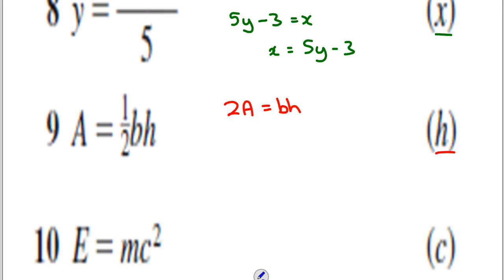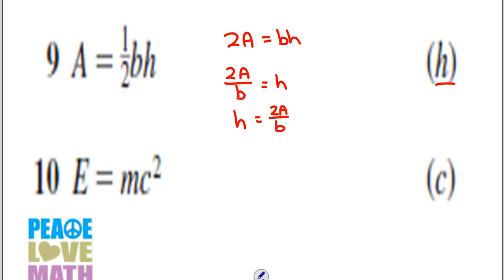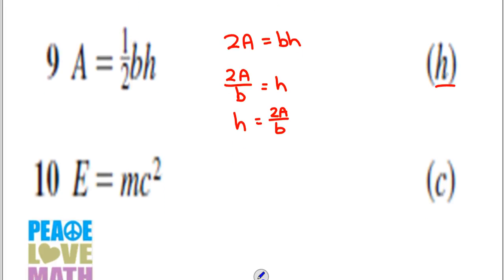And then to make h the subject, what would you do to get rid of the b? That's correct, you would divide both sides by b. So 2a over b equals h. And then you can also, in your final step, write h equals 2a over b. Make sure if it's uppercase A, you use uppercase A. And if it's lowercase b, make sure you use lowercase b. If you change it to uppercase B, your answer is actually wrong, because uppercase B is a different variable to lowercase b. So please make sure you've got your variables in the correct case.